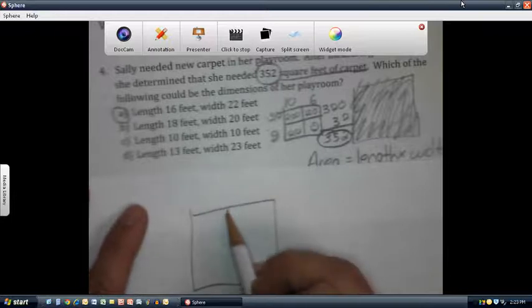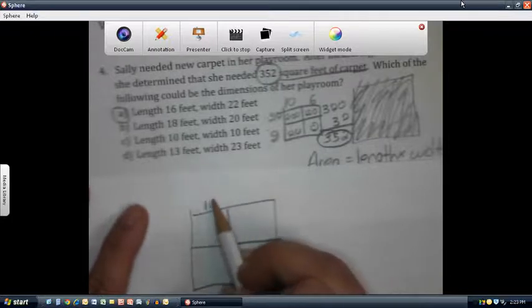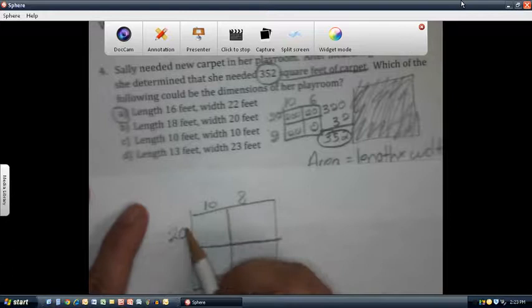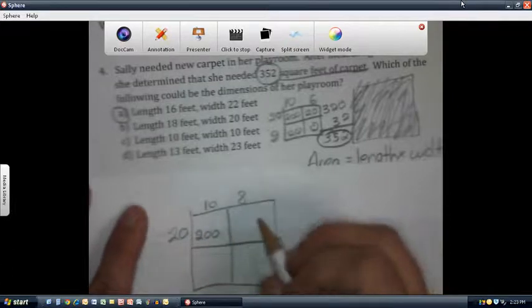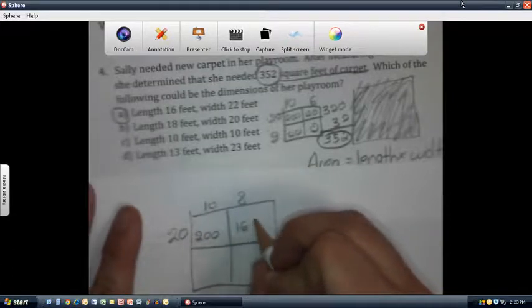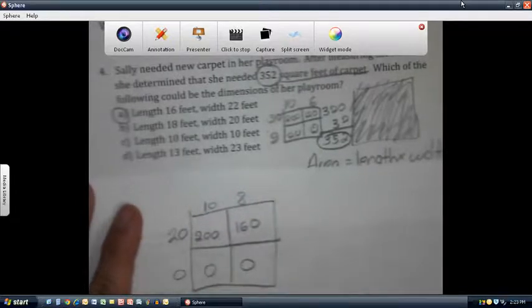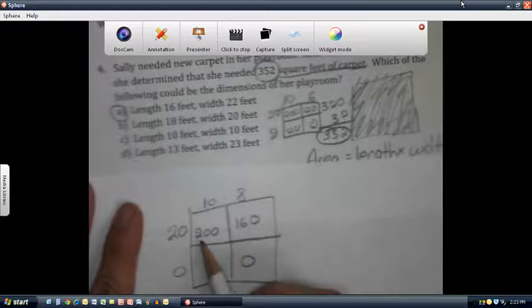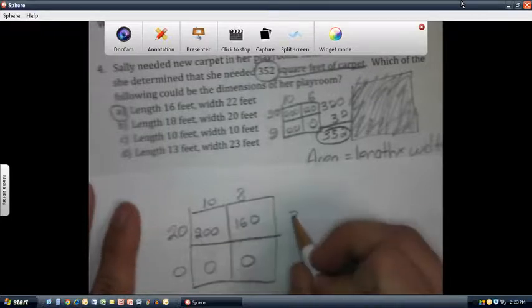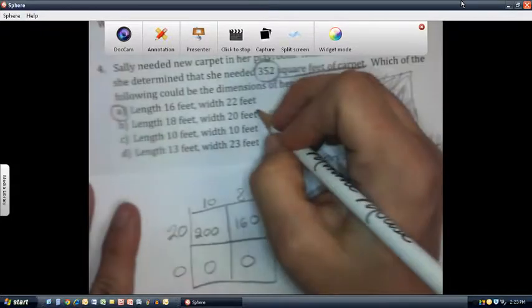And I know this takes a little bit more time, but I would rather take the time and get the answers right, especially for any kind of testing that I would do. Make sure that I get it right. Take the time. 200 plus 160 is 360. That's too much. Put a little dot there.